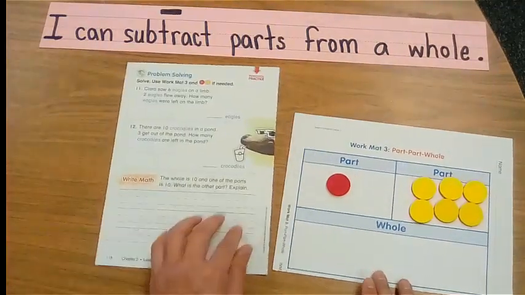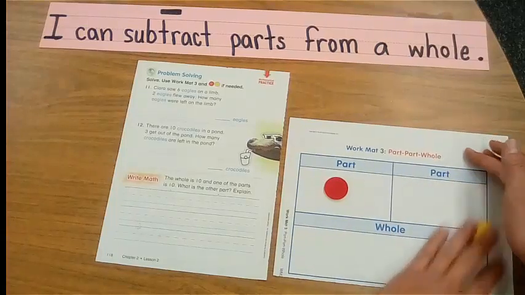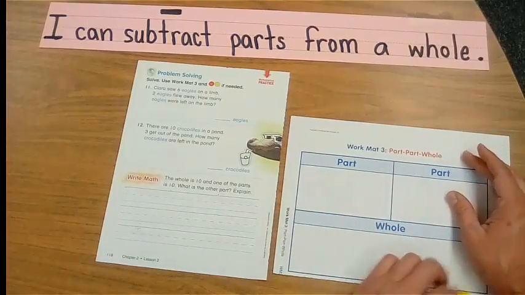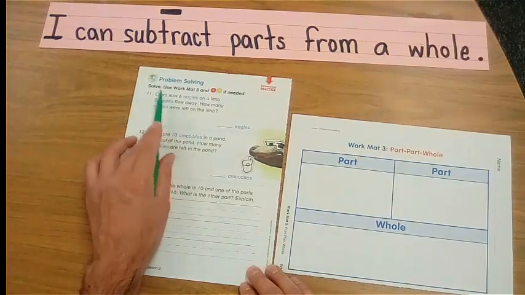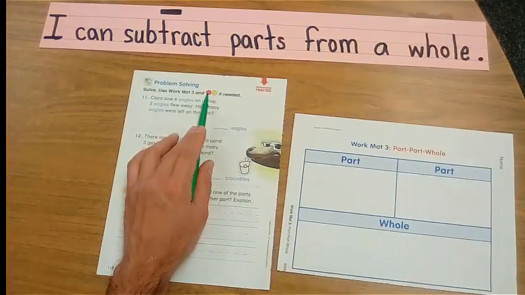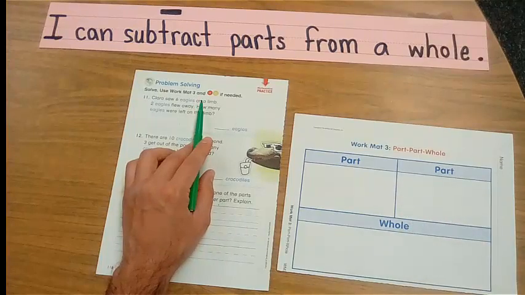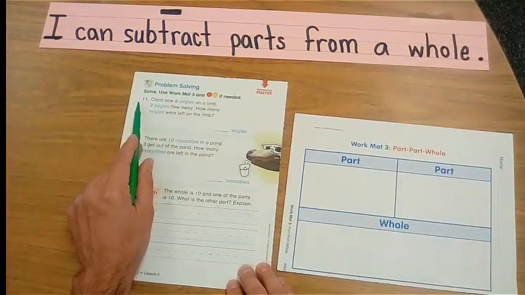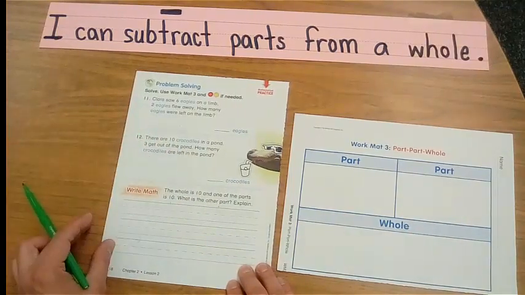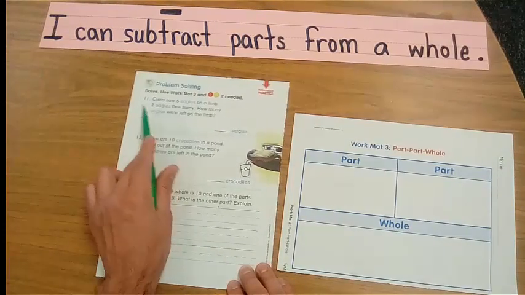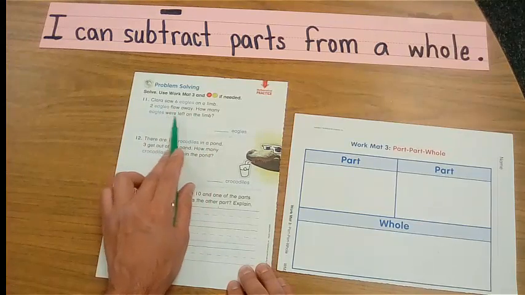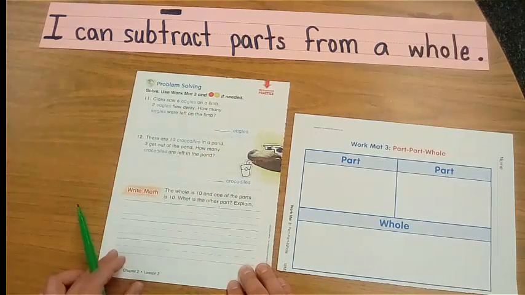Okay, so now let's do the last page. Turn the page over, and we're going to do this last page. Okay, and it says, solve. Use your work mat and your dots if needed. So we have our supplies ready. Number 11, Clara saw 6 eagles on a limb. 2 eagles flew away. How many eagles were left on the limb?